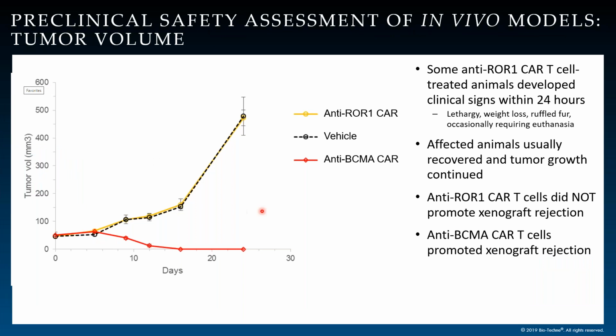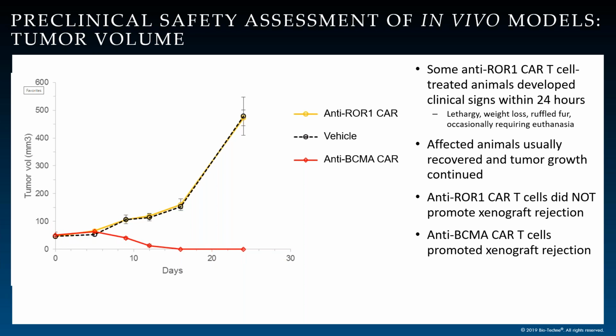So here's an indication of how well these therapies work. When these were injected in the xenograft mouse model, the anti-ROR1 CAR T therapy did not work as well in reducing the tumor burden, but the anti-BCMA CAR T therapy worked really well and showed tumor regression.